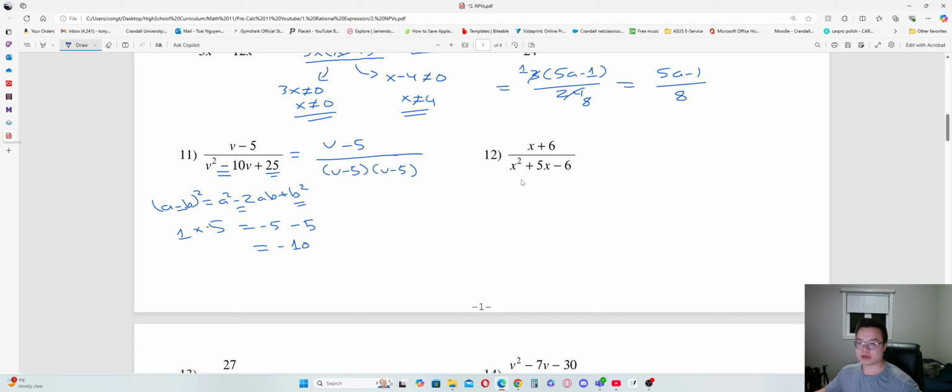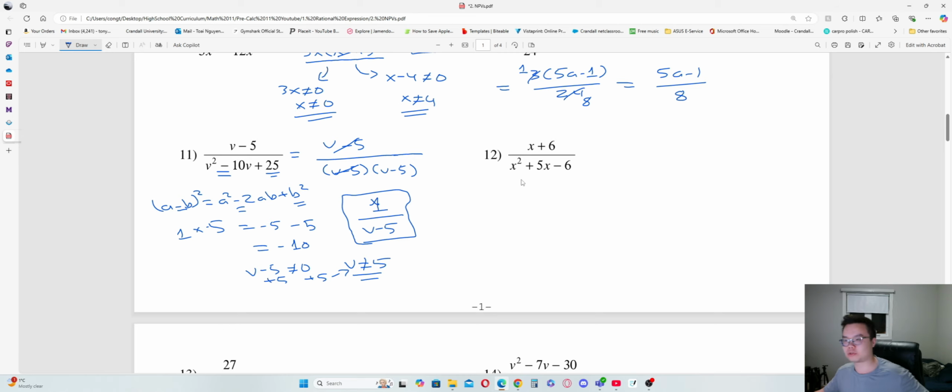And now we have v minus 5 on the top. We're just going to cancel them out. Then I will have 1 over v minus 5. That's my simplified answer. And for my NPVs, it should be v not equal to 5 because v minus 5 not equal to 0. I add 5, I add 5, so I will have that answer. We don't need to do it twice because since we have two brackets the same, you don't need to solve two times because we will have the same number anyway.